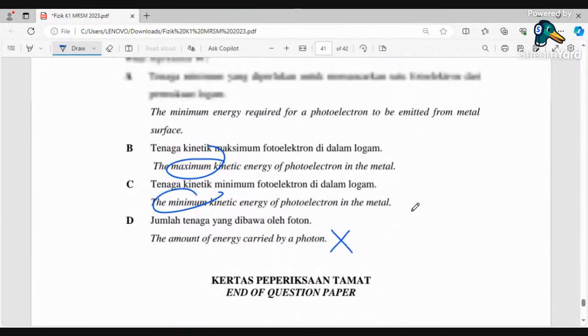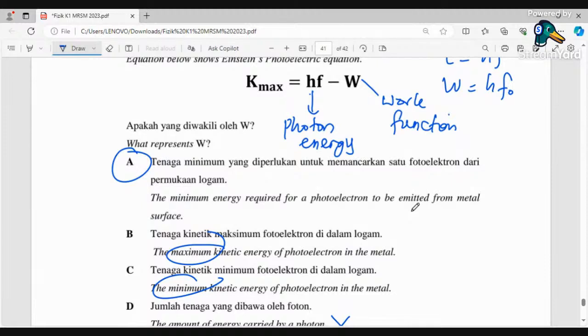Jawapan A. Okay. Jadi untuk paper 1 dia boleh cover hampir semua topik.